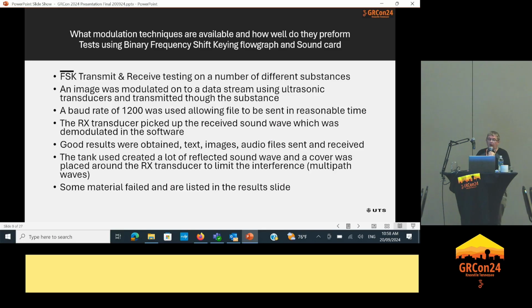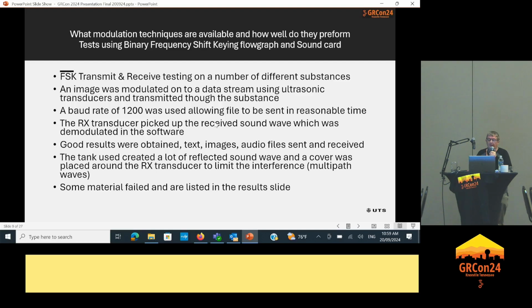So what modulation techniques are available, and how well do they perform? I've done some tests, and initially I was testing with binary frequency shift keying, a flow graph and a sound card, with FSK transmit and receive testing on a number of different substances. An image was modulated onto a data stream using ultrasonic transducers and transmitted through the substance. The baud rate that I was using was 1200.